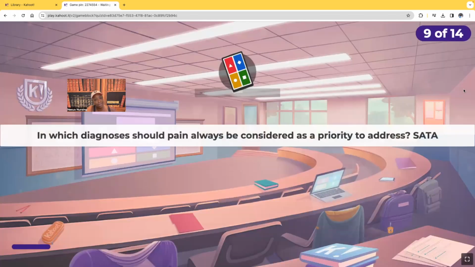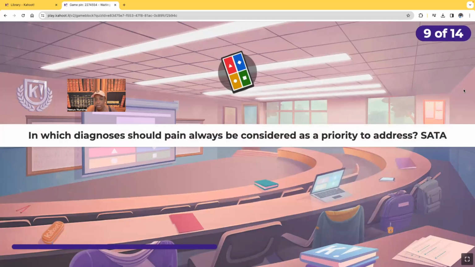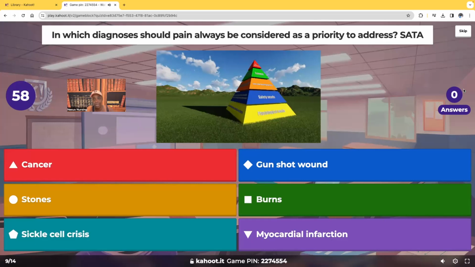Select all that applies. All right. In which diagnoses should pain always be considered as a priority to address? We know pain normally doesn't fall under physiological needs, right? What's physiologically keeping your patient alive. But there are some conditions that you have to treat pain the same way you would treat those other things that fall under physiological integrity, such as fluid and electrolytes, nutrition, airway, breathing, circulation, vital signs, glucose. You know what falls under that.